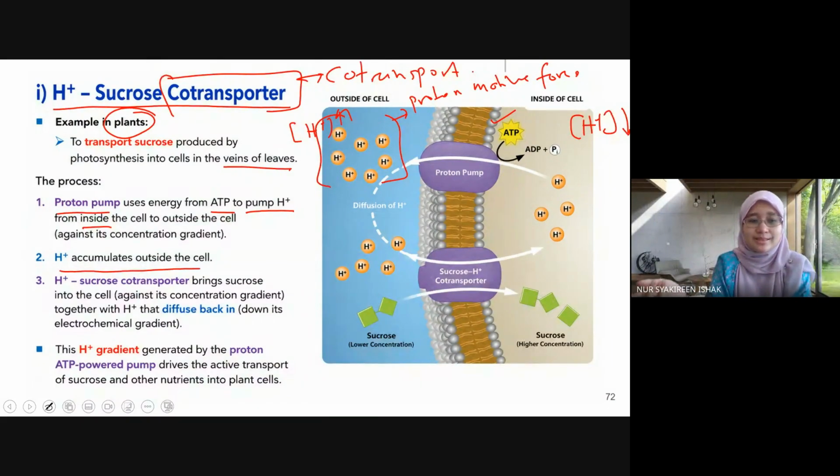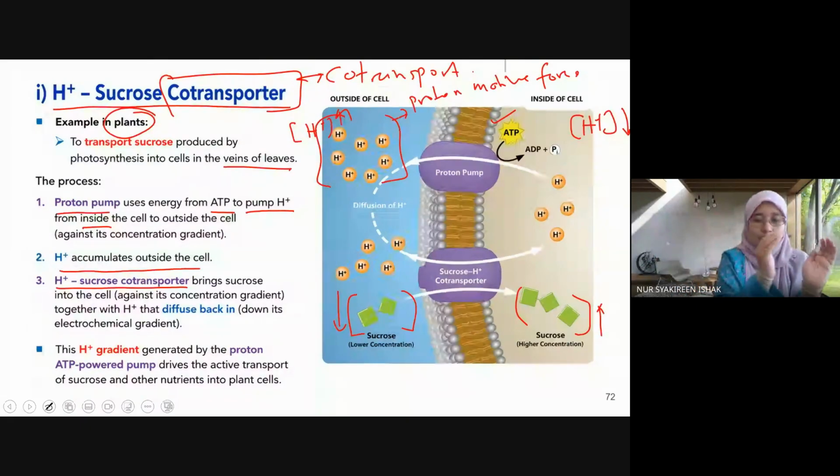What happens next is that the second transport protein will be involved, which is the hydrogen ion sucrose co-transporter. This co-transporter brings sucrose from outside the cell. The concentration of sucrose outside the cell is low. You want to accumulate the sucrose in the vein, so in the vein there will be a high concentration of sucrose, from low to high. It is a form of active transport but does not directly use energy from ATP. But it uses the diffusion of hydrogen ion from outside into the cell.